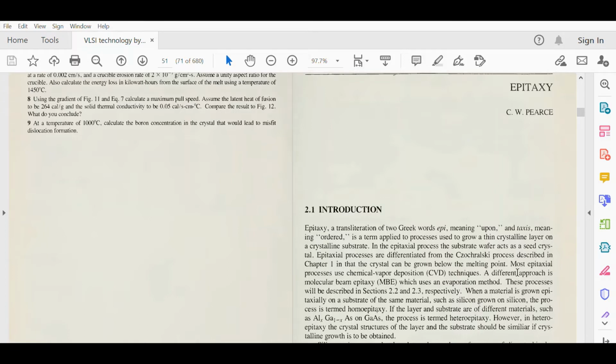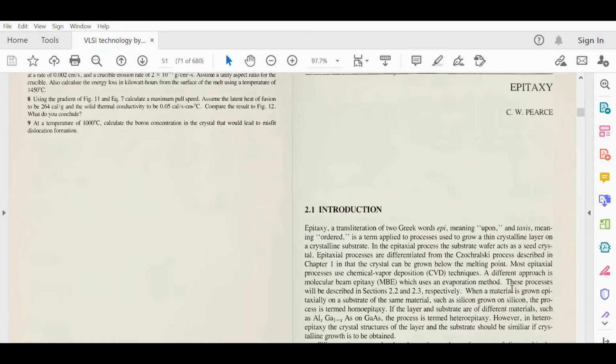Most epitaxial processes use the chemical vapor deposition technique, which we are going to study later. A different approach is molecular beam epitaxy, MBE, which uses an evaporation method. These processes will be described in section 2.2 and 2.3 respectively. So we will be seeing these particular things later in this chapter.